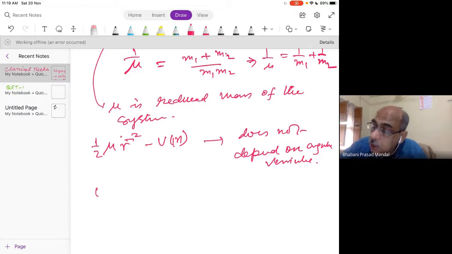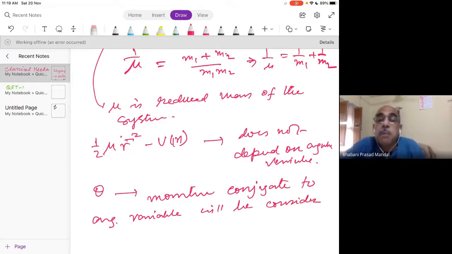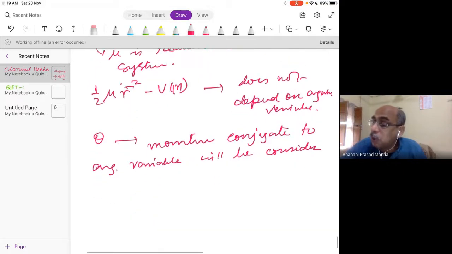So that angular coordinate, suppose theta, and the momentum conjugate to the angular variable will be conserved. This we know from our properties of Lagrangian. If some variable is absent, some coordinate is absent, then the corresponding momentum is conserved. In this case, the angular coordinate's corresponding momentum is the angular momentum.